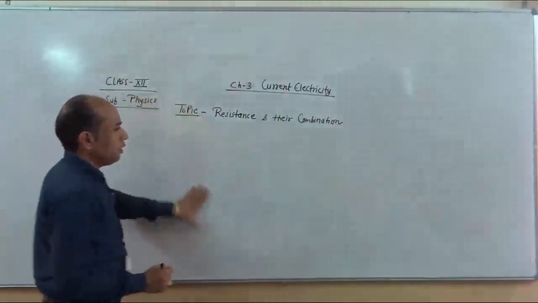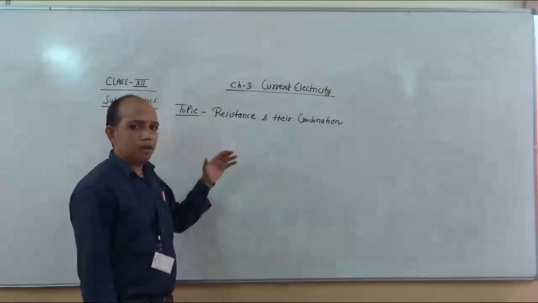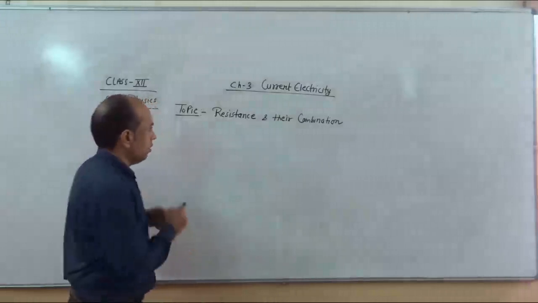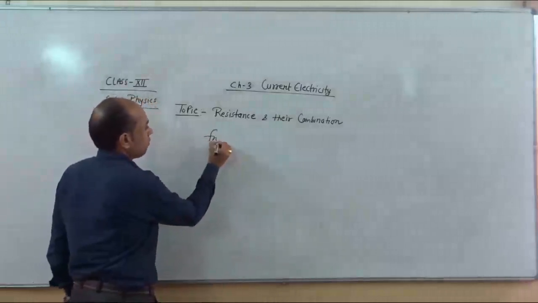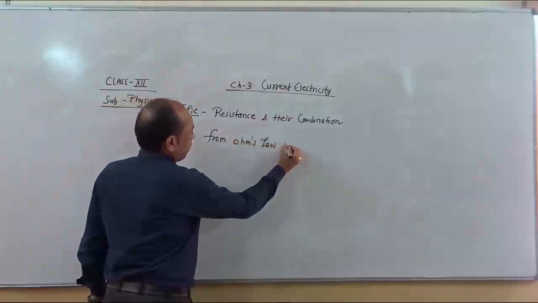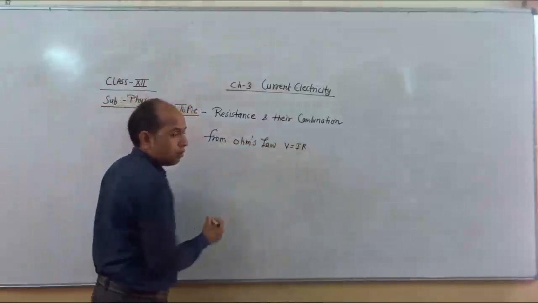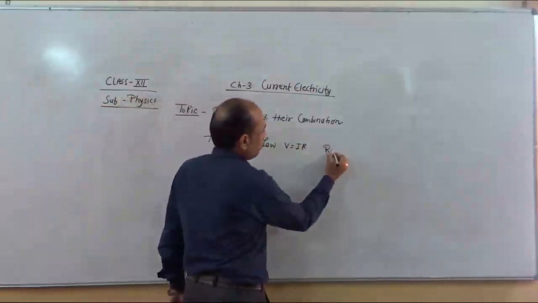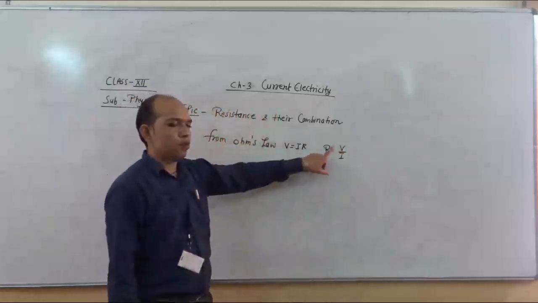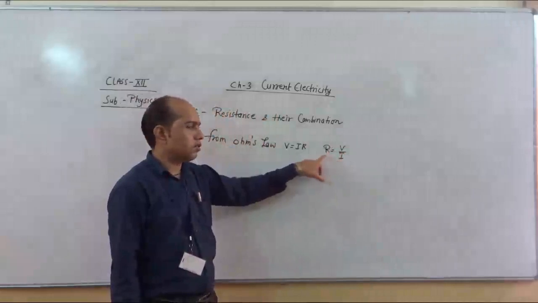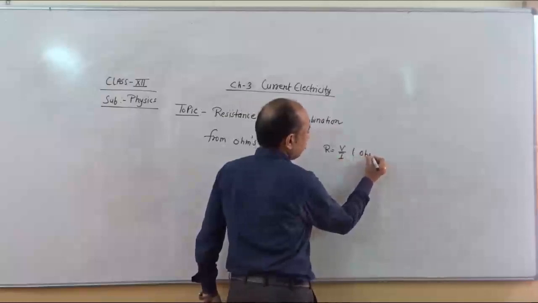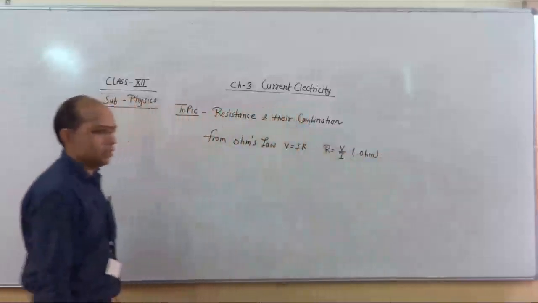As you know, resistance, in terms of formula, we can say V is equal to IR, from Ohm's law. So from this identity, R is equal to V by I. That means the ratio of potential difference to current in a circuit is called resistance, and it is measured in ohm. So ohm is the unit of resistance.